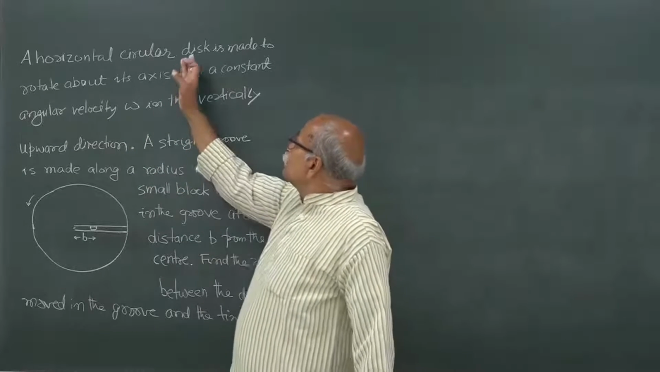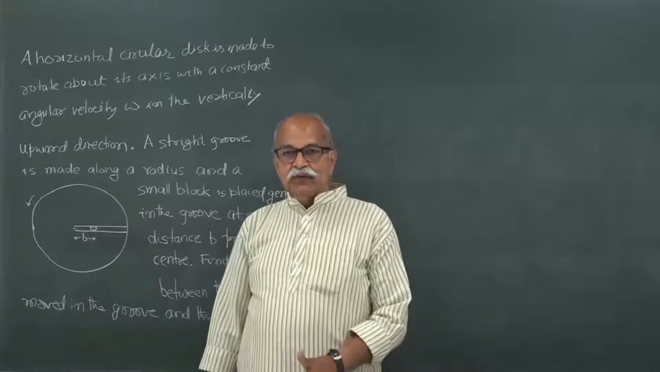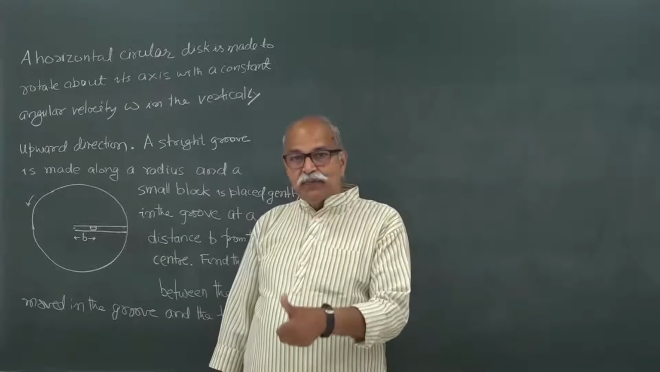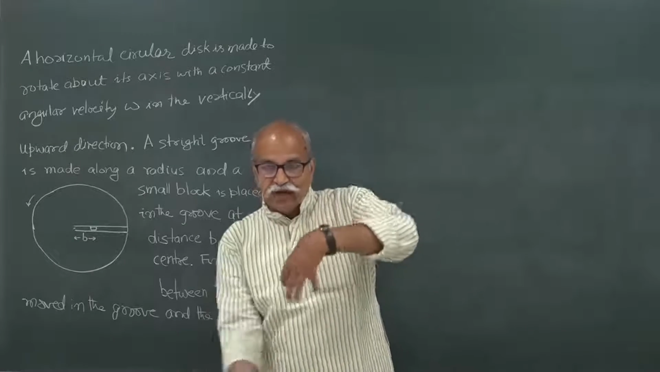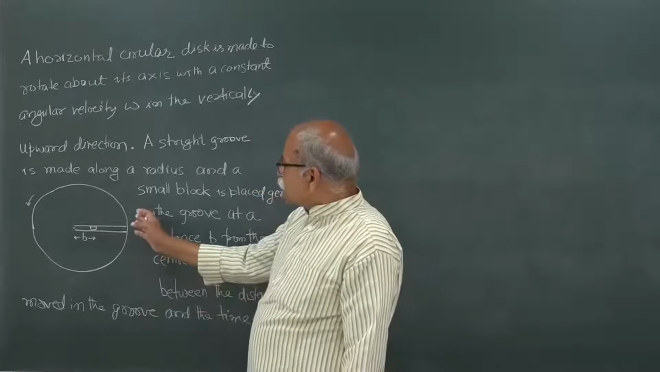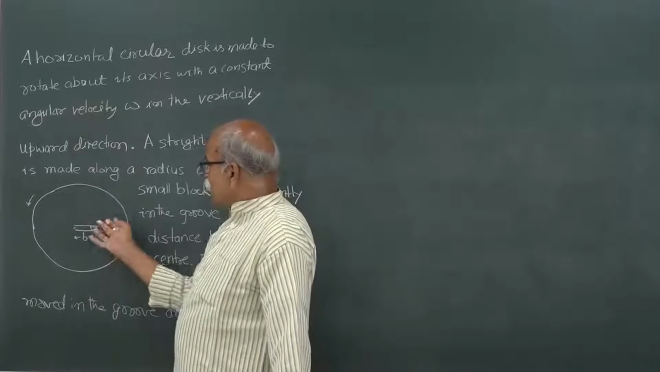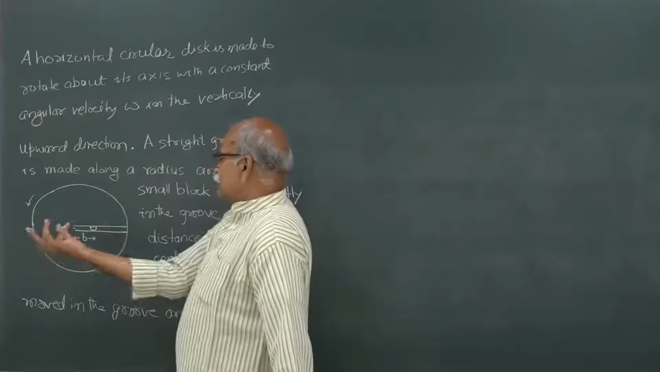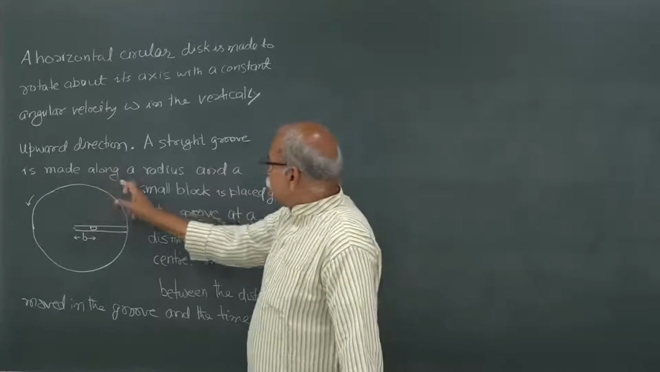So, the disc is horizontal and therefore the axis is vertical and the omega vector is in the vertically upward direction. So, if I see from the top, it will go anti-clockwise. That is the figure drawn here. This is the disc and this is the horizontal plane, and it is going anti-clockwise if I am seeing from the top. A straight groove is made along a radius.